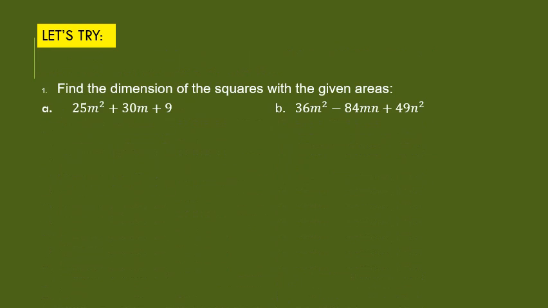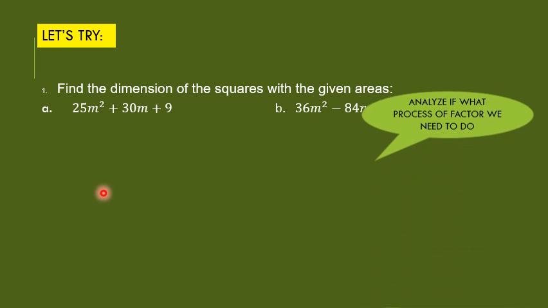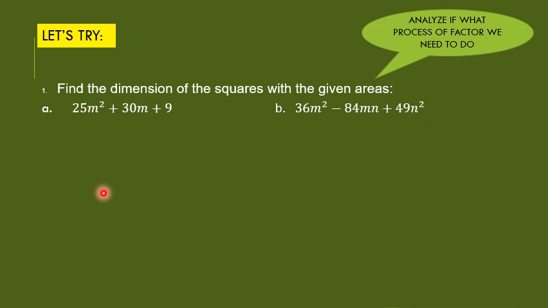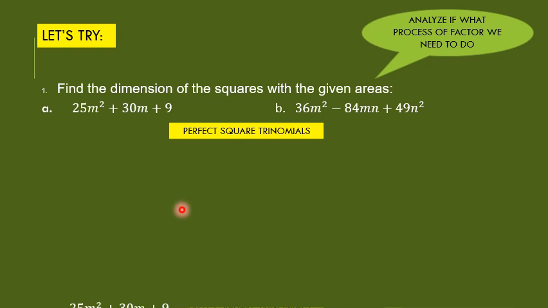So let's try. Find the dimension of the squares with the given areas. For letter A and letter B, we're going to analyze what process of factoring we need to do. For letter A, we have perfect square trinomials, and also for letter B. Why is it perfect square trinomials? Because 25m squared is perfect, and 9 is also perfect, and the others are also perfect. So we can apply the perfect square trinomials.